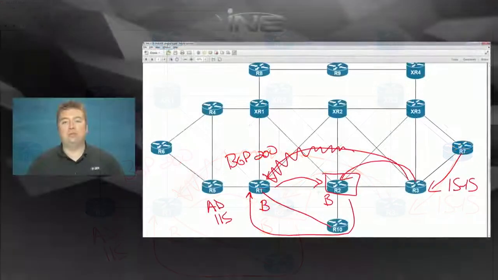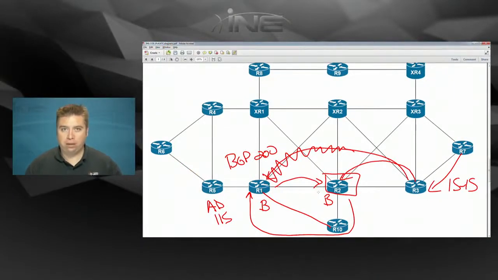Now, this is not the same as reflecting the route. We are locally generating the route, so it means that the next hop value from router 2's perspective can now be router 1 when the ISIS route flushes out. And this process is going to happen over and over and over.